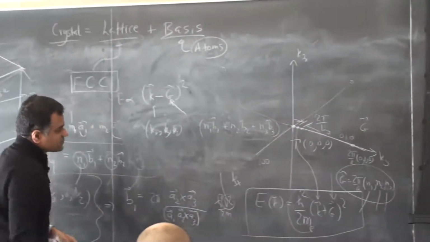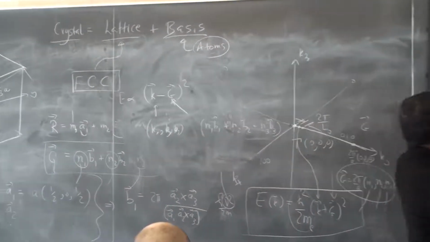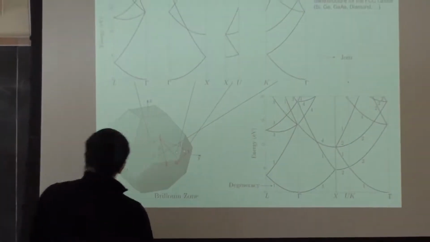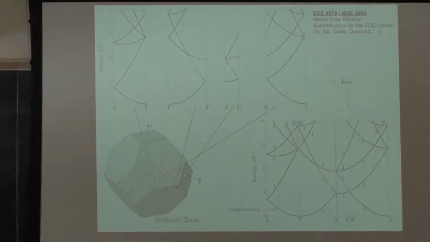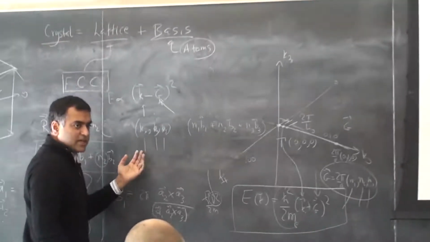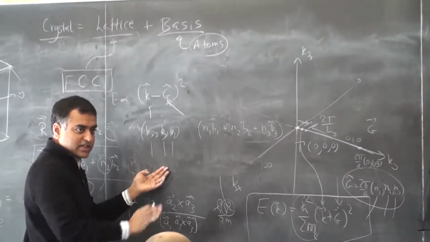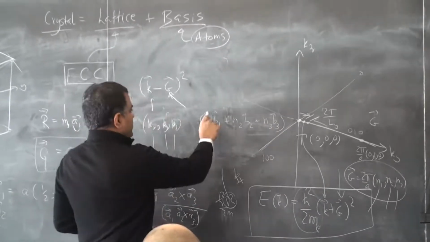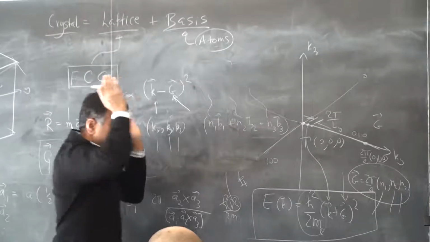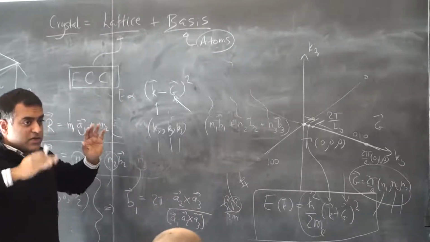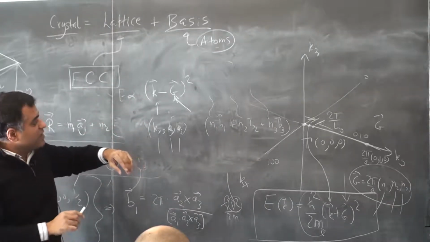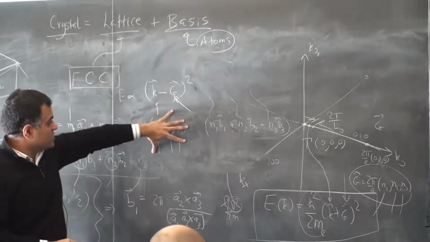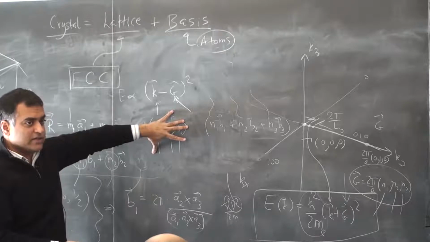Now if you go from gamma to L, that is along the 1, 1, 1 direction. Therefore kx, ky, kz would all be the same along that direction. Does that make sense? And by the way, n1, n2, n3 are whatever you choose: 0, 0, 0, or 1, 1, 1, whatever. For different values of this triplet of integers, you get different bands. But this one depends on which direction you're moving in.